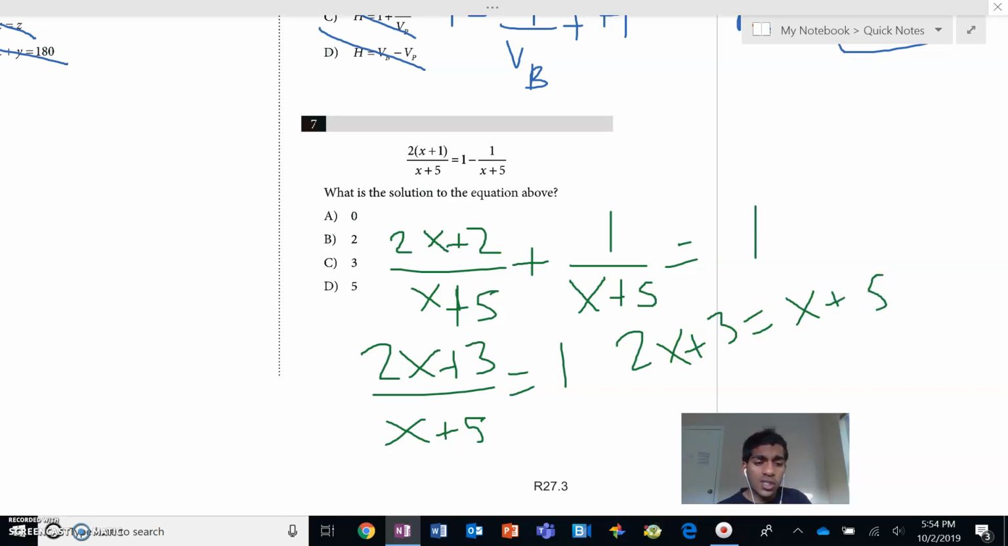And now, of course, linear equations rule number 1. Variables on one side, constants on the other. So that's 2x minus x equals 5 minus 3. And x would just be equal to 2. And that is choice B right there.